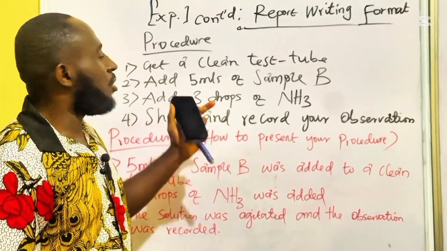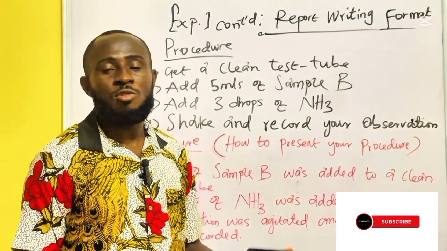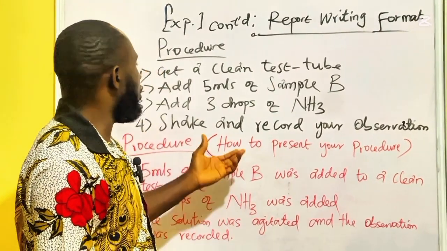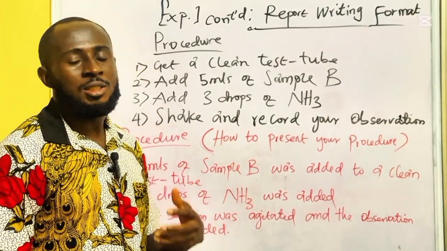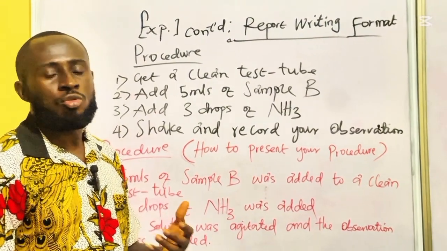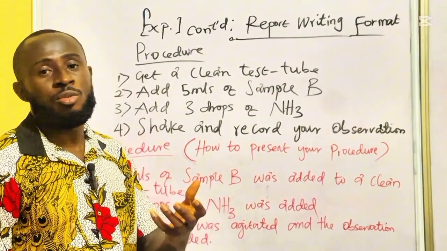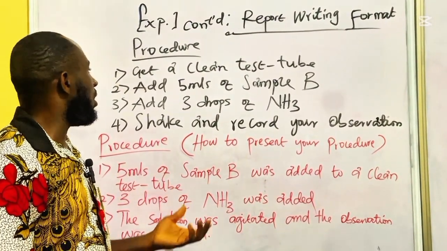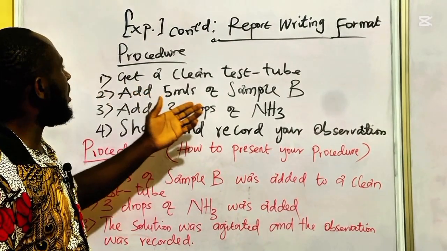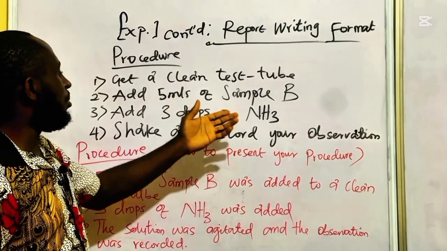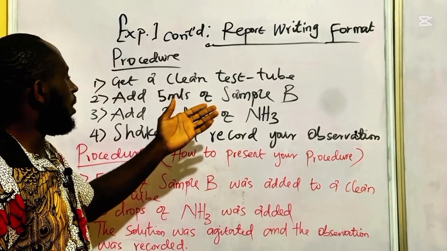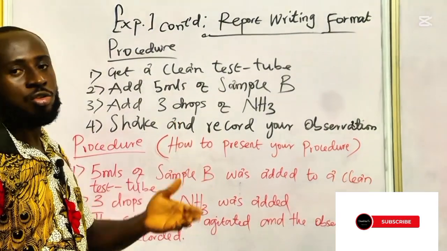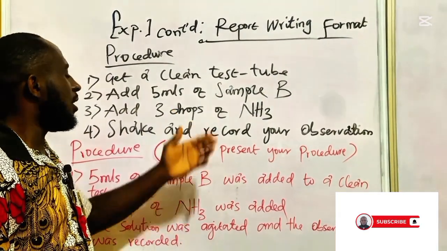So reporting a procedure is one of the challenges students always face when they are reporting their experiment. Now, what we will give you in the lab is the procedure. But we don't expect you to send back or write back what we have given you, even though you have done the experiment. Now, let's just look at an example. You're asked to get a clean test tube, add 5 ml of sample B, add 3 drops of ammonia, shake and record your observation. This is a procedure given to you in the lab on how to carry out your experiment.